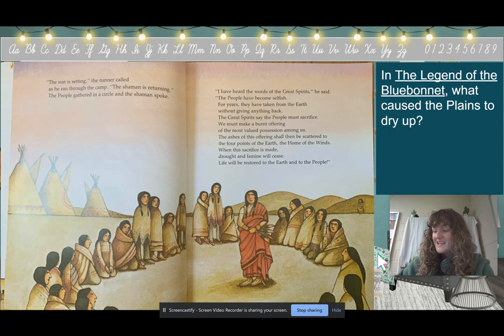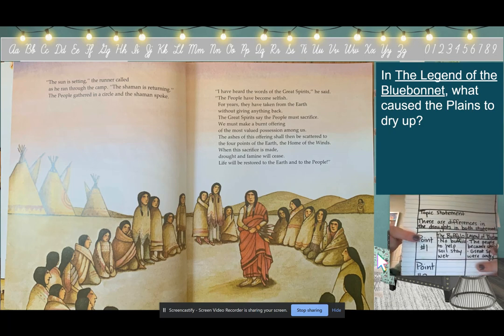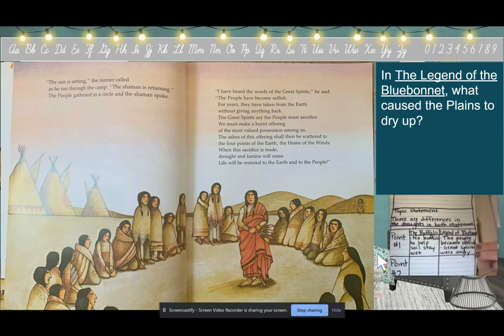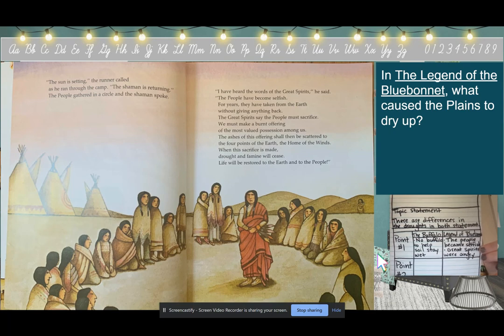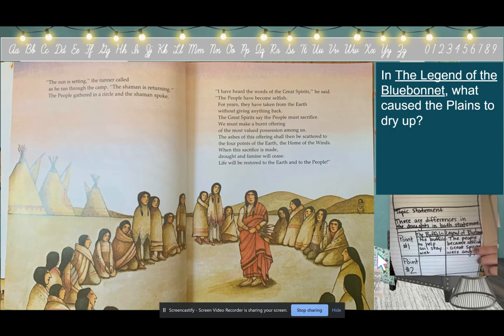All right, so the text told us that the great spirits were angry. Why were they angry? What had the Comanche people started to do? They started to become selfish. So why did the land dry up in the legend of the blue bonnet? The people became selfish and the great spirits were angry.